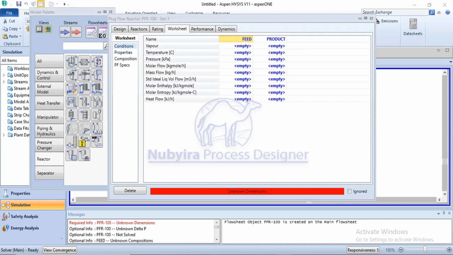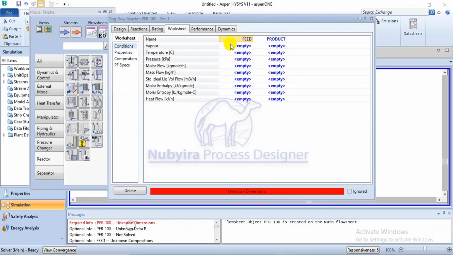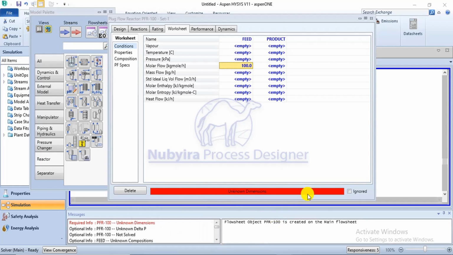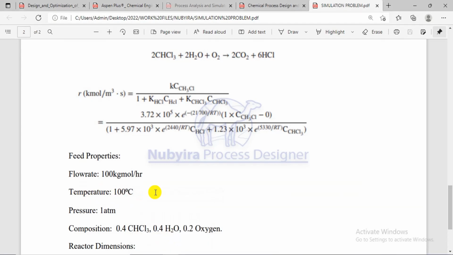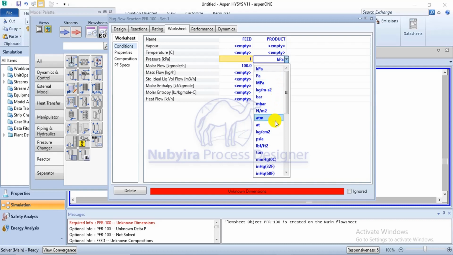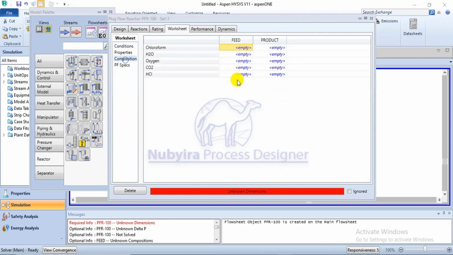So from the problem statement, our feed is 100 kg mole. Then temperature is 100 degrees Celsius, pressure is 1 atm. Let's quickly do that. 1 atm, then 100 degrees Celsius. Okay, then our composition, and we are good.